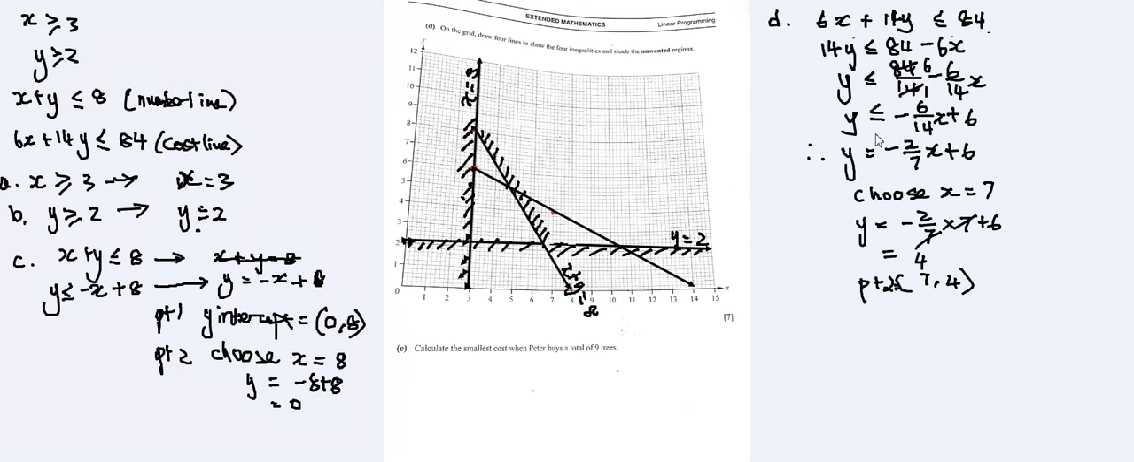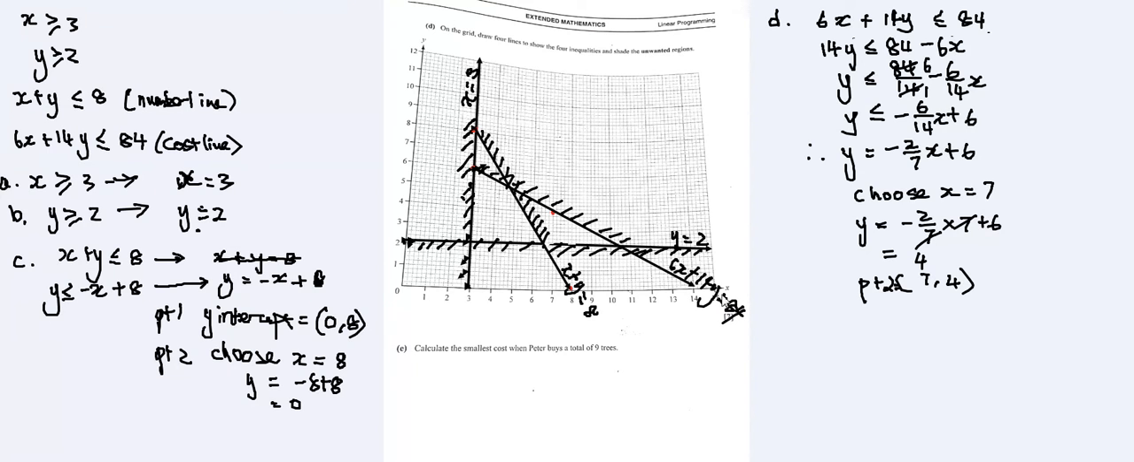Now let's go back to the shading first. It's less than, which means the wanted area is below the line, so the above is the unwanted area. So let's go and shade. Now leave this space to write the original equation. Remember, no inequality, so it's 6x plus 14y equal to 84.